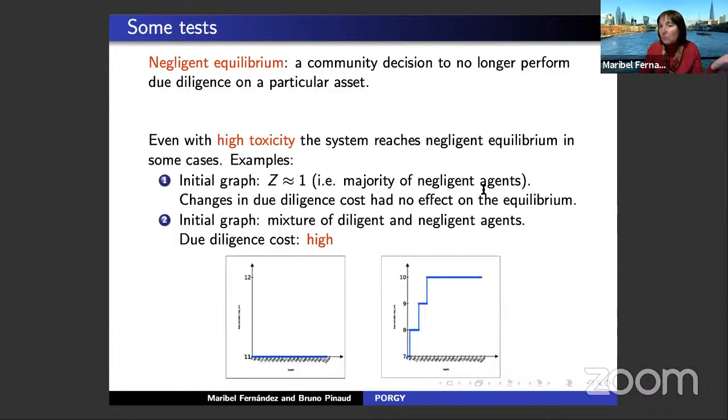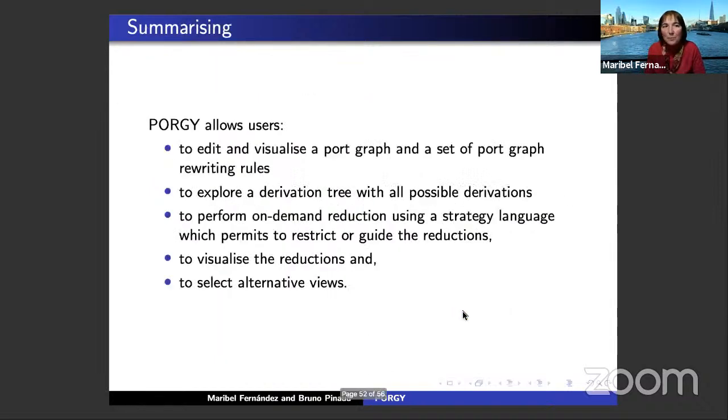So this is what was happening in 2008. The majority of the agents were being negligent because that was the most profitable rule. And therefore, even though the assets were toxic, they were not doing diligence checks. So we made some experiments here, and these are the scatter plots like Bruno was showing you, but for this example. Okay, so let me summarize.